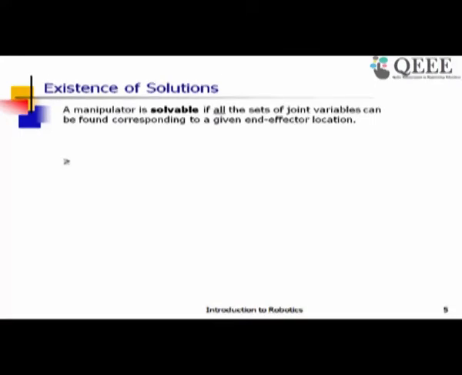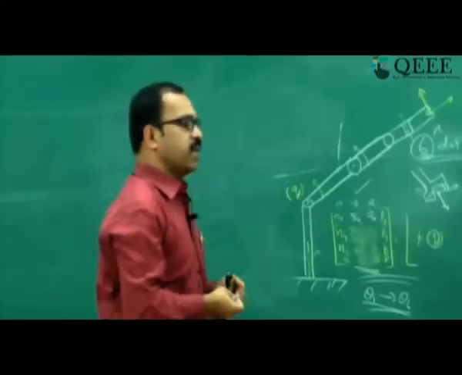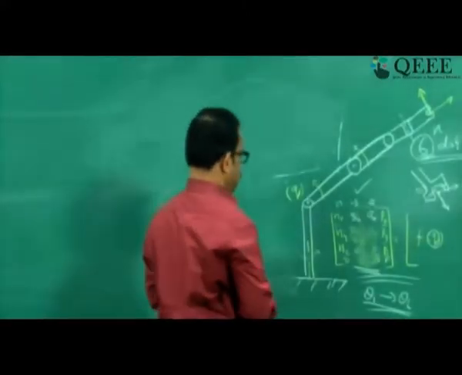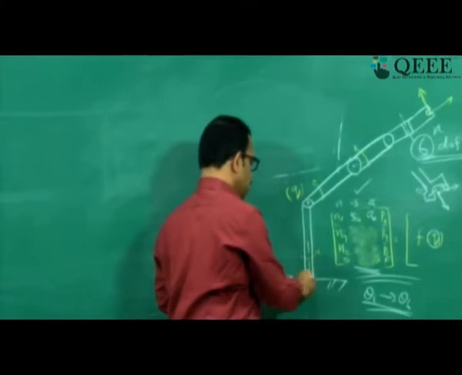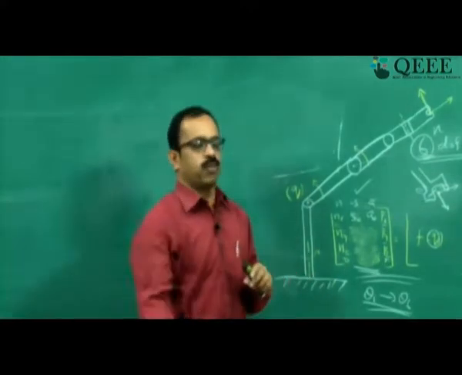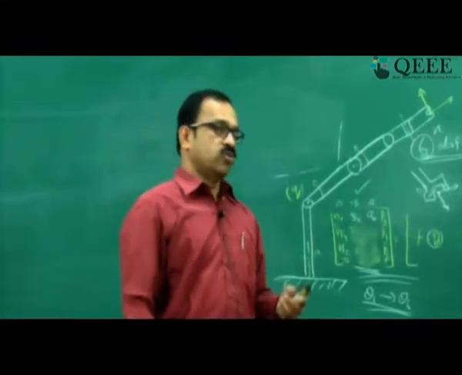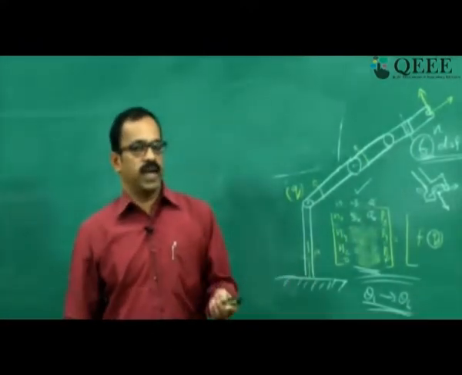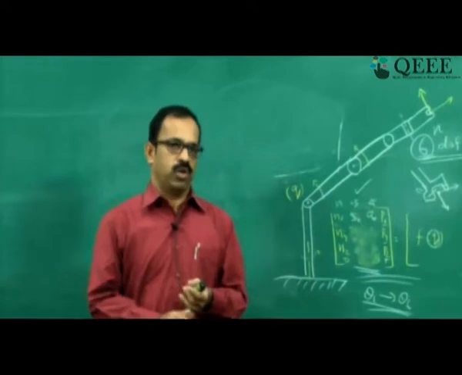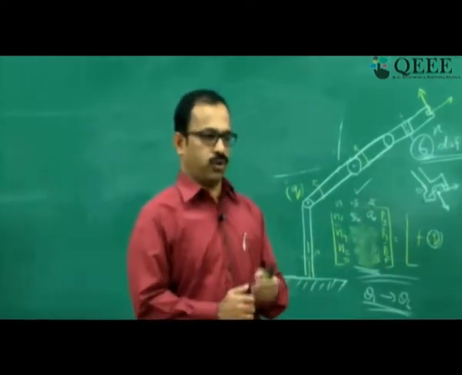Basically it tells that you have 6 equations and n degrees of freedom, so you will be able to use this one to solve it. The next one is the existence of solution, whether the manipulator is solvable or not. It's not that for every manipulator you will be able to get an inverse solution, it is not possible, or it may not be there, the solution may not exist at all. So how do we look at the manipulator and then see whether the robot can be solved or not, whether the inverse solution can be found out or not.